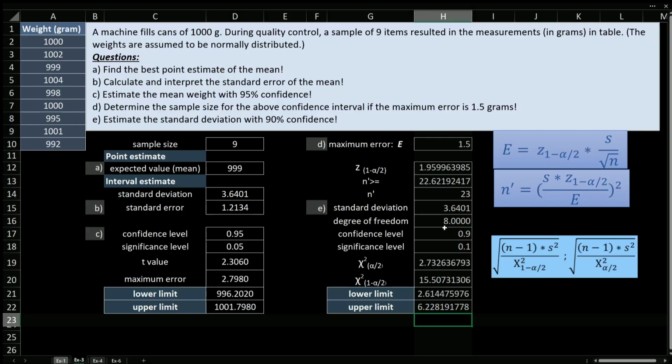Now, by 90% confidence level, we can say that the standard deviation of the population is between 2.6 and 6.2, and the unit is in grams.